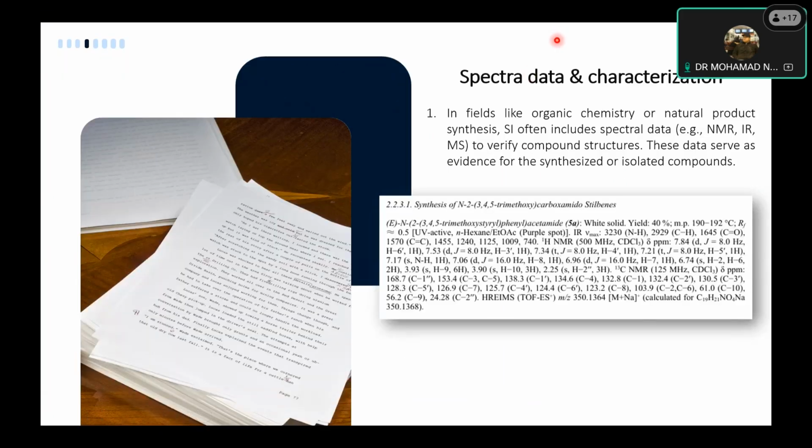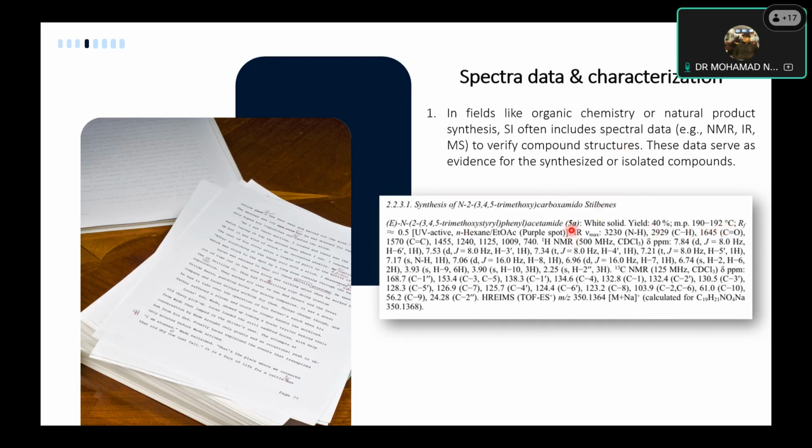So for the spectral data, if you remember, anybody who is writing now, this is how we report the spectral data. This is an example of spectral data I took from Mahdi's recent paper. Normally we have the name of the compound, the physical properties, which is white solid, and the yield is 40%. If it is a solid, because you already mentioned white solid, it should have a melting point. Because this compound is a new compound, we can compare with the literature.